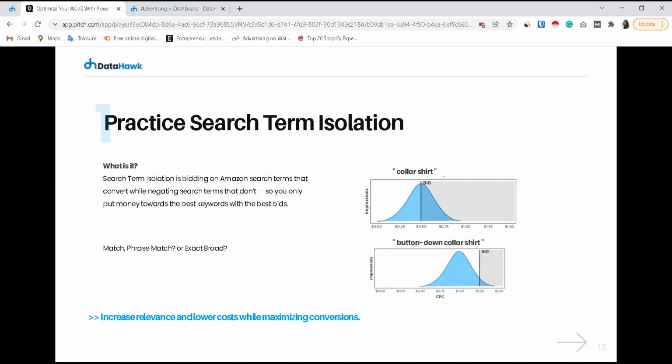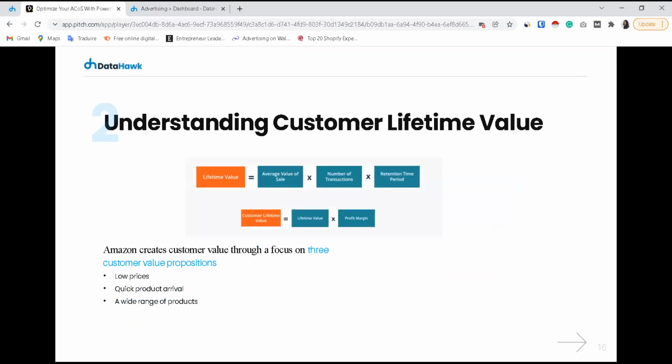So by isolating keywords, pulling data on results over time, and using that information to guide exact matching bidding strategies, you could very well increase the relevance and lower the costs while maximizing conversions. And this can be done either manually or by using analytics tools or reporting, for instance. I will show the kind of report that I'm talking about in the end.